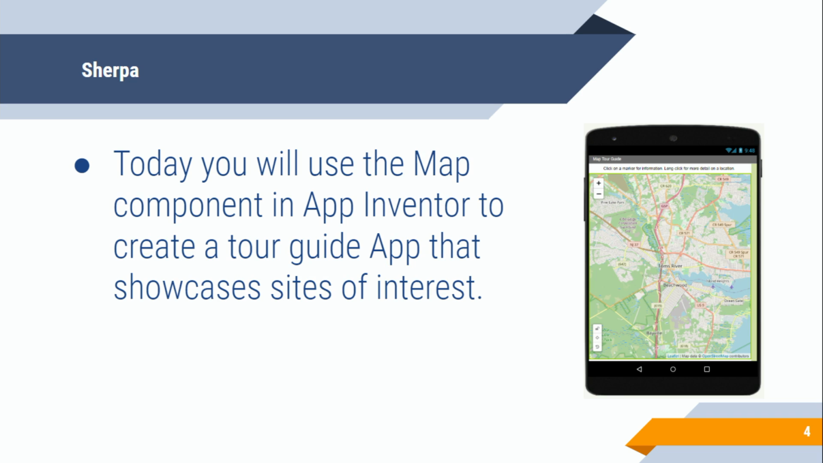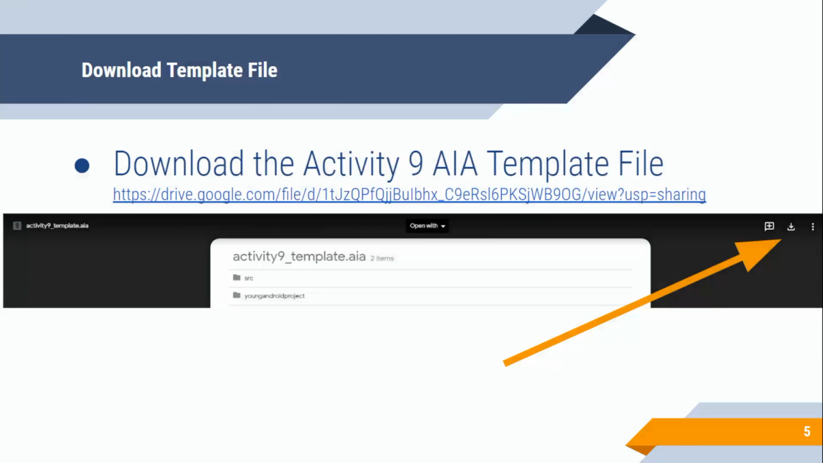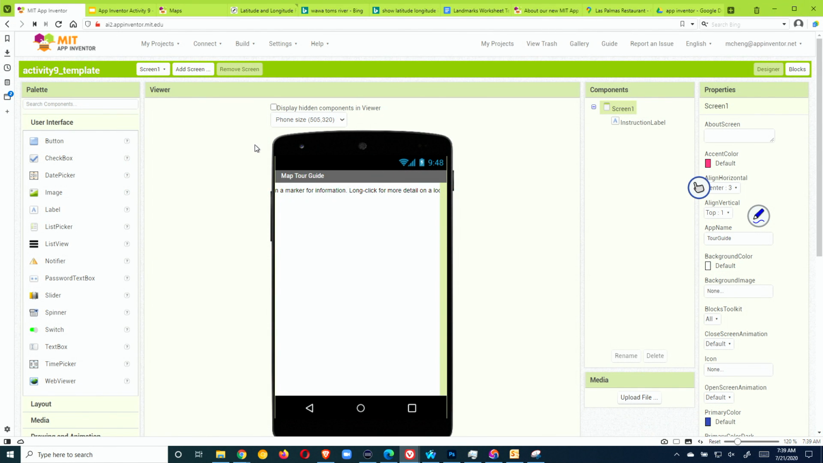Today you will use the Map component in App Inventor to create a tour guide app that showcases sites of interest. So first off, download the Activity9 AIA template file by clicking on the link. On the top right hand corner, click on the down arrow button and download it to your computer. If all goes well, you should have a screen that looks like this, and then we can proceed.